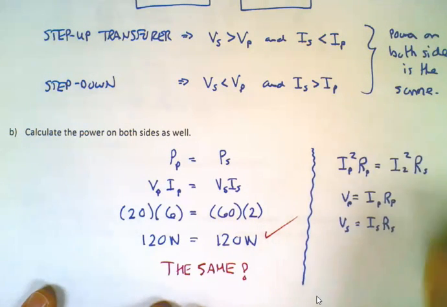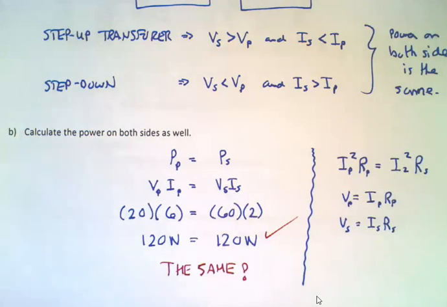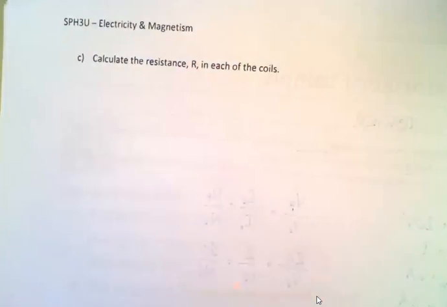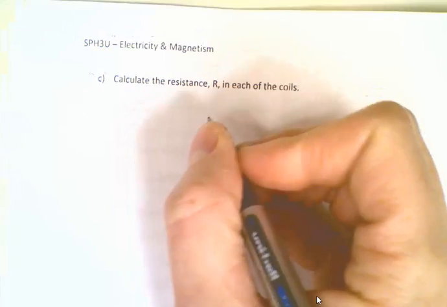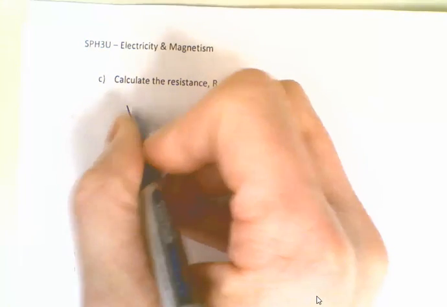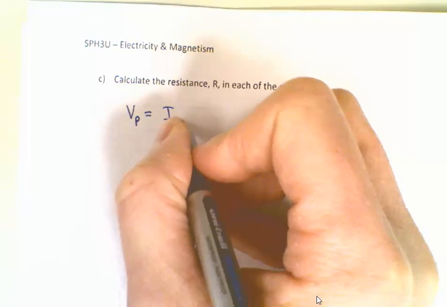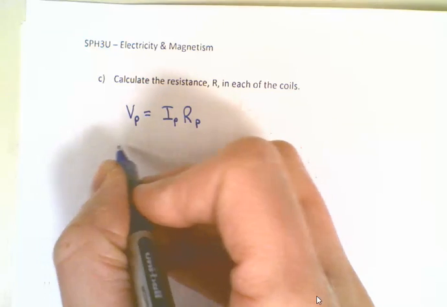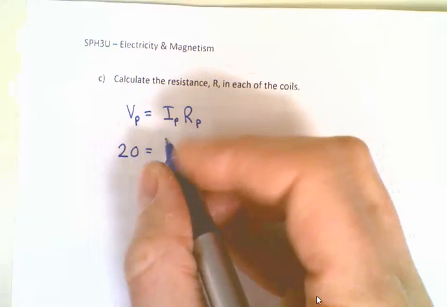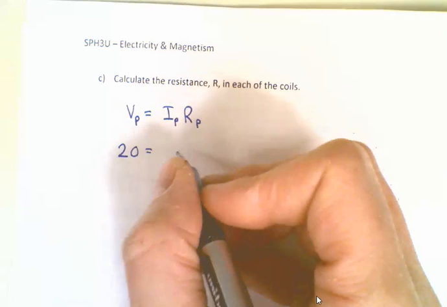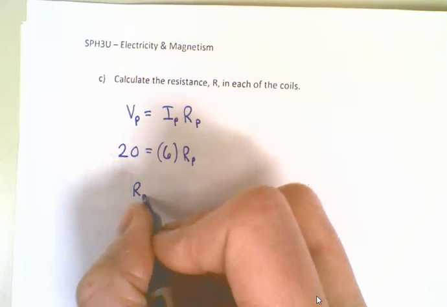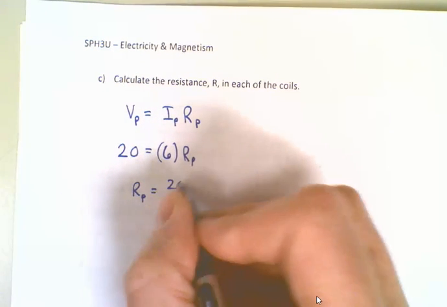Don't forget that we know Ohm's law and we know the other power equations for anything that results in us having to use the resistance. Okay, calculate the resistance in each of the coils. Well, like I just said, let's look at the primary side. The primary voltage, I believe, was 20. The primary current was 6. And so we can find that resistance. So RP is 20 over 6.